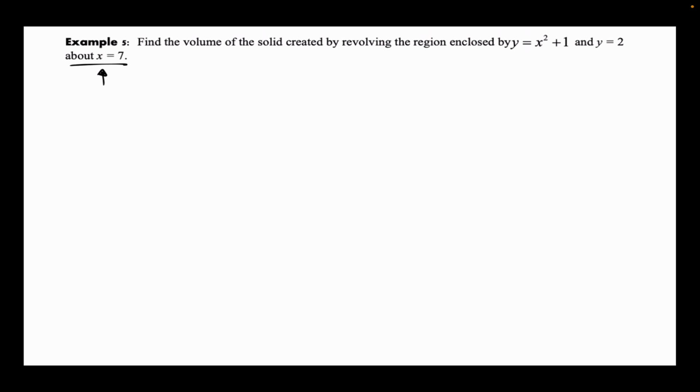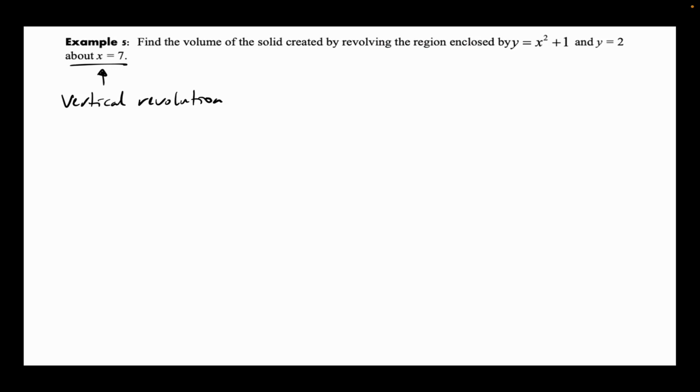Okay, so it revolves around x equals 7 now. X equals 7 is a vertical line. So this one's going to be a vertical revolution, which means dy. Okay, this is going to be a dy guy. Picture is going to look almost identical, right? The only difference is it's going to be x equals 7. So it's going to be revolving this way, right?